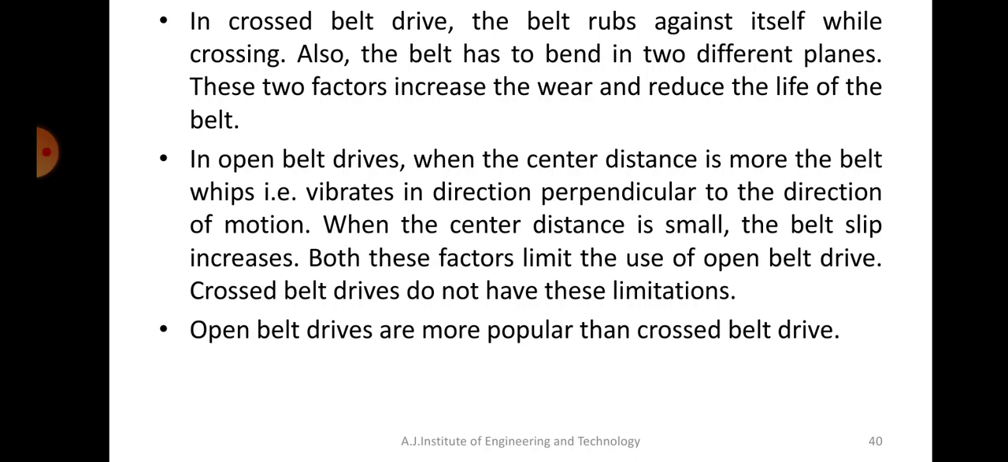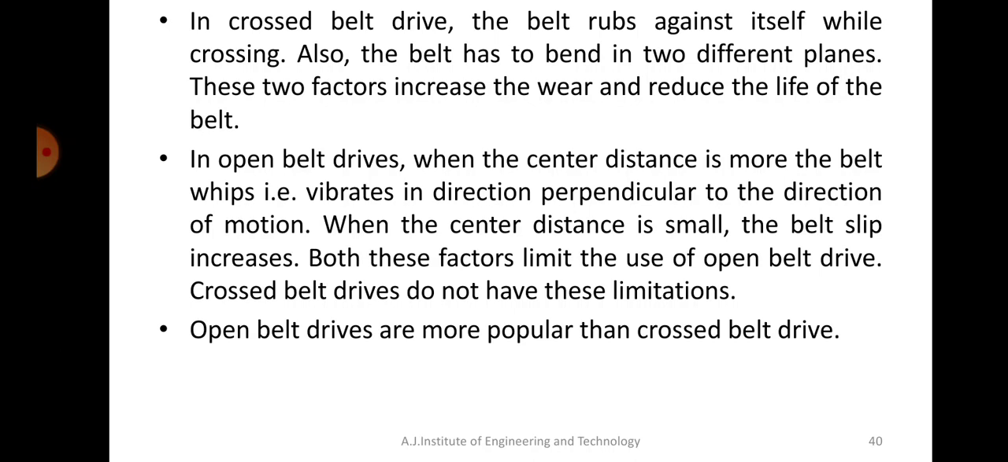Okay. In open belt drives, when the center distance is more, the belt will whip. So what is whipping? Whipping means there will be possibility of vibration in the direction perpendicular to the direction of motion. Okay, when the length is more, there is a chance that there will be vibration taking place. Okay, when the center distance is small, the belt slip increases. There is a chance that slippage will occur. What is slip? I will tell you later. Anyways, we will have to study slip. So both these factors will limit the use of open belt drive.